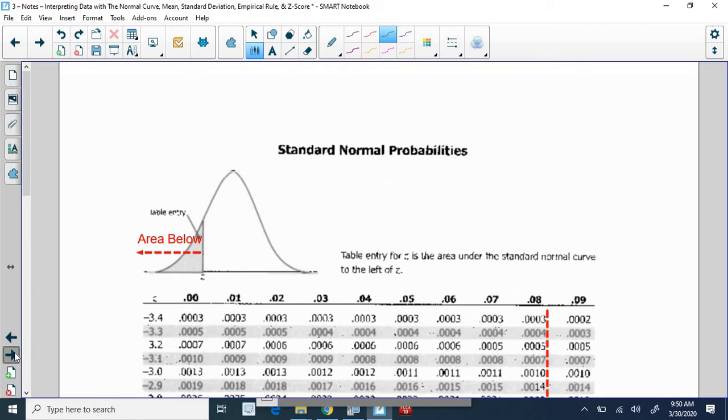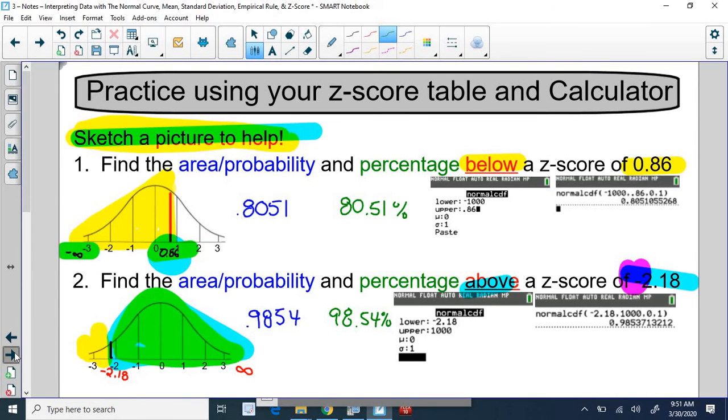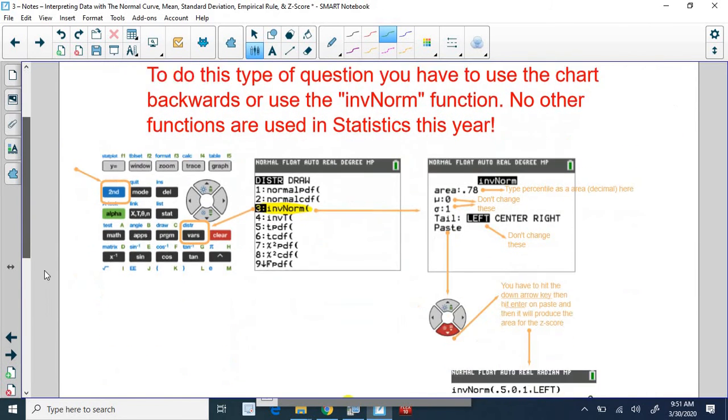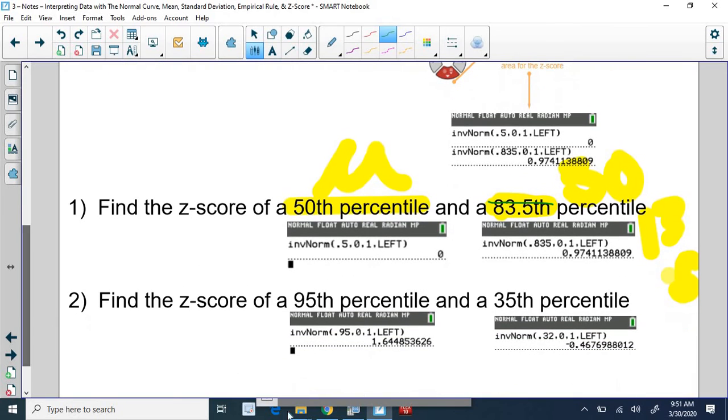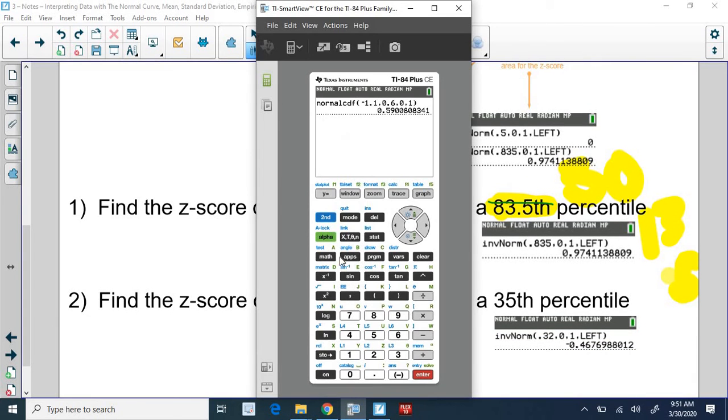Alright, now that we have those two answers, let's take a look at how to do that on the calculator. I would get my calculator out and go to second distribution, number 3 this time, meaning inverse normal, taking area and getting a z-score. I put in 0.50 instead of 50 for the first one. And this is an interesting thing: you can't hit enter, you have to hit down and then paste. Then you'll find that it tells you it's 0, meaning a z-score of 0.